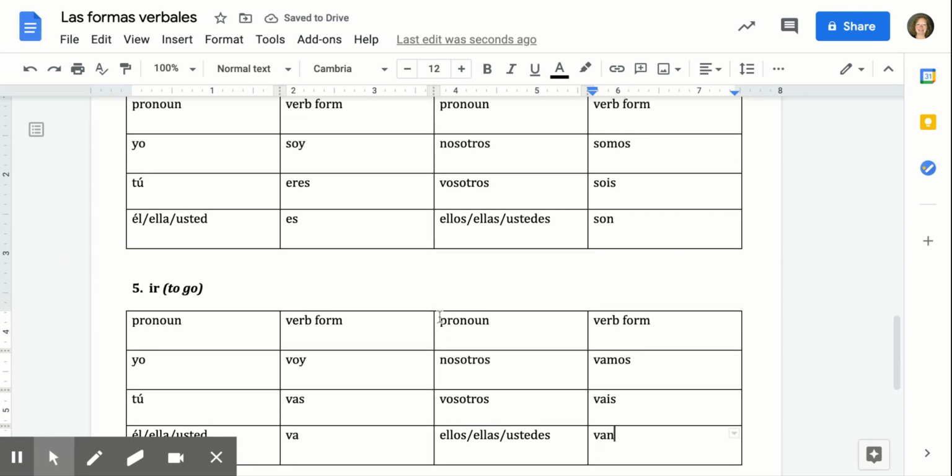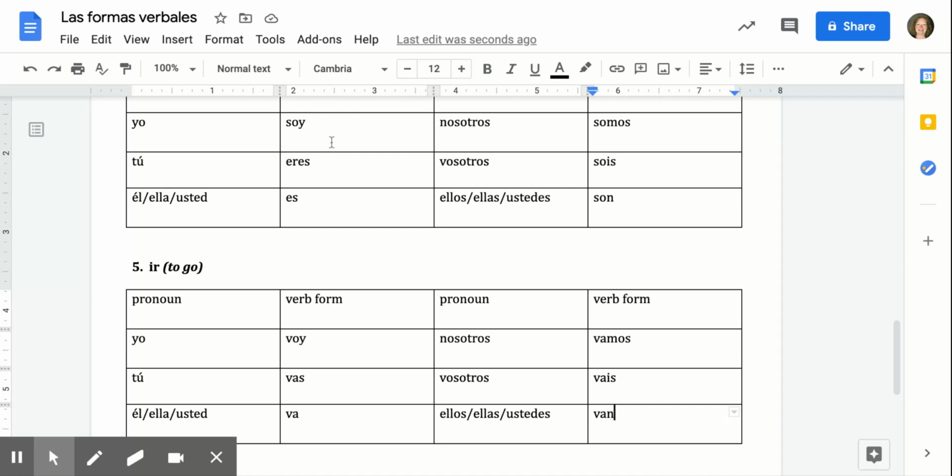So you'll notice, even though these are irregular, the yo form is a little bit weird, and here the he, she form ends in a instead of an a or e. But for most verbs, even when they're irregular, they're still going to follow the general patterns of regular verbs. So the tú form ends in s, the he, she form ends in a or e, the we form ends in -mos, the they form ends in n.